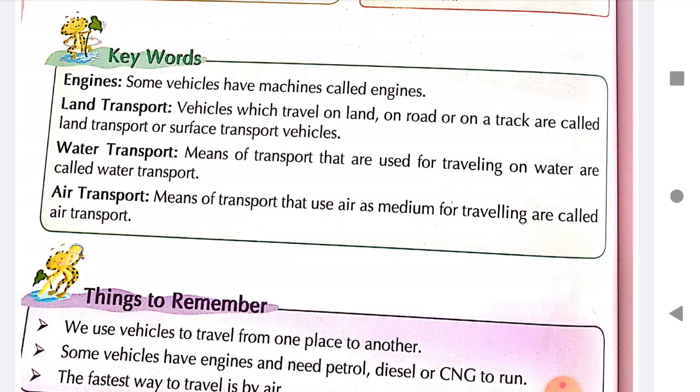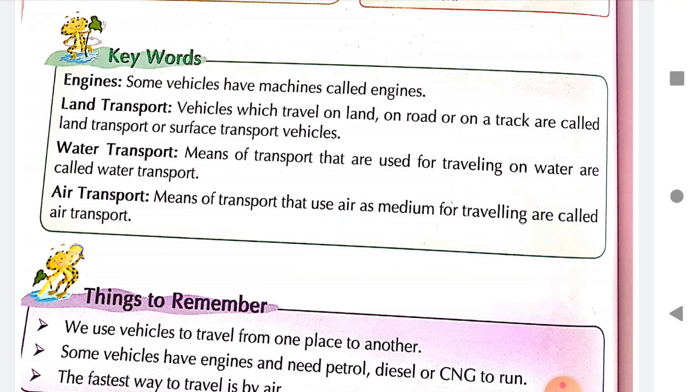Then water transport. Means of transport that are used for traveling on water are called water transport. As the name says, means of transport that are used for traveling on water are known as water transport, like boats, ships, cruise ships, machine boats, etc.